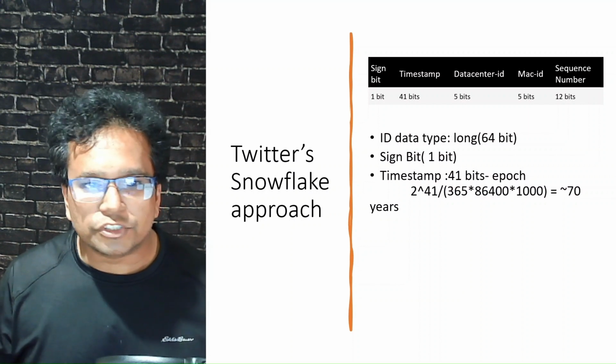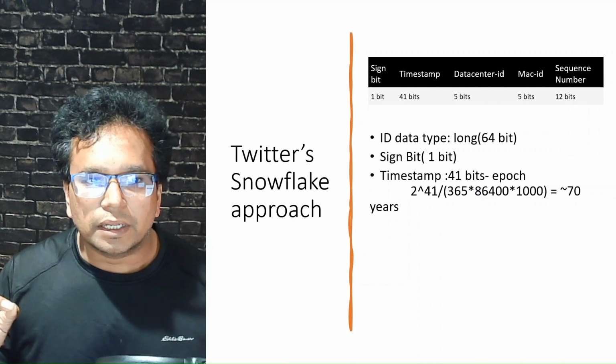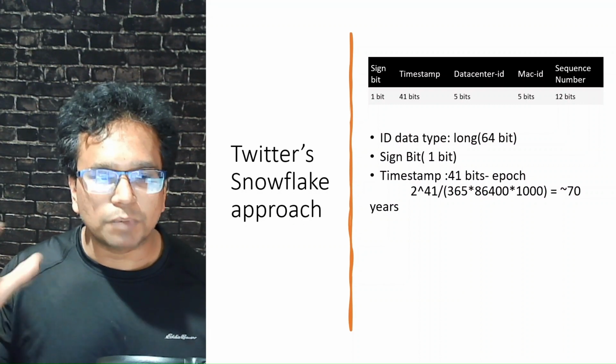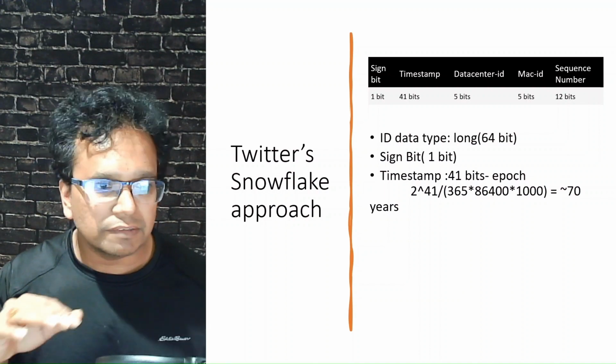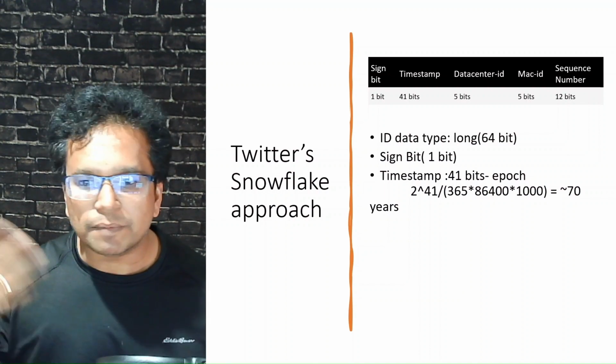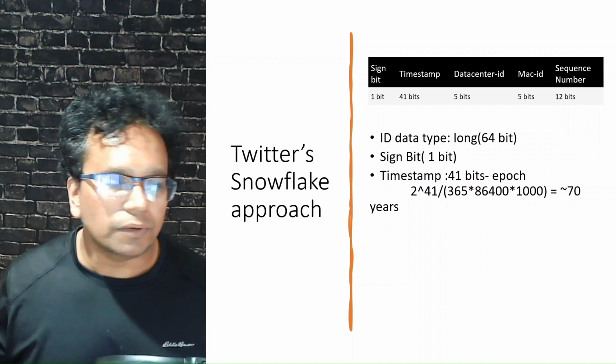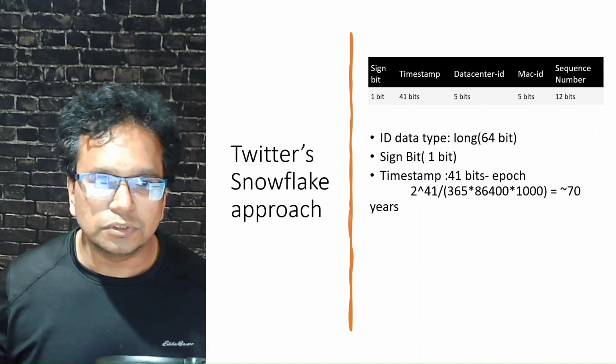So if we do some calculation, the maximum time to deplete this range is 2 to the power 41 divided by 365 number of days, number of seconds, number of milliseconds. That comes out to be close to 70 years. So if we are starting from today, we are good for 70 years to use this system.